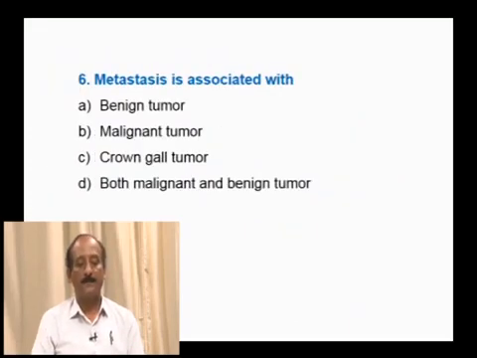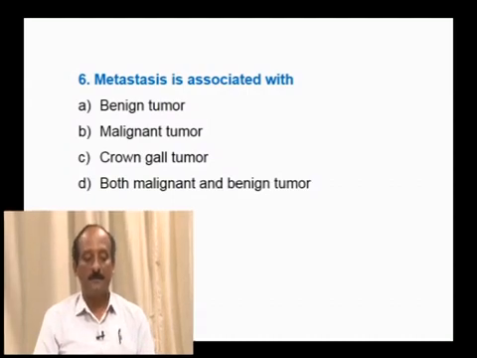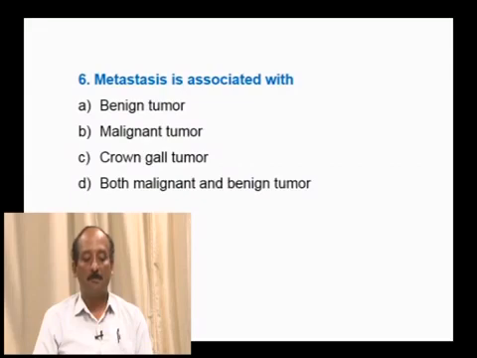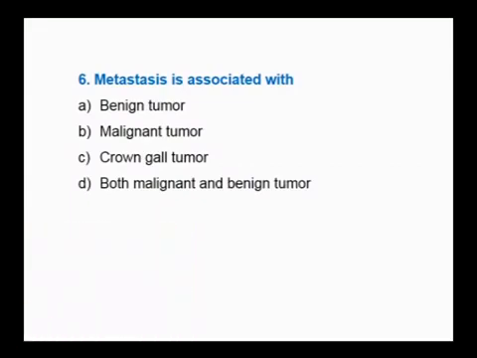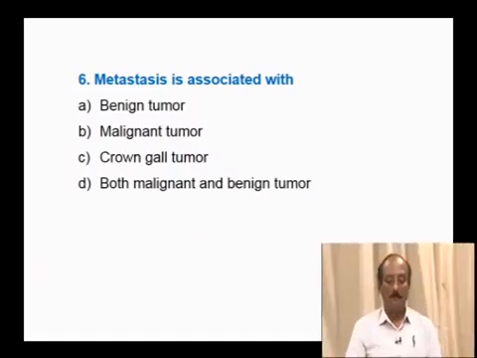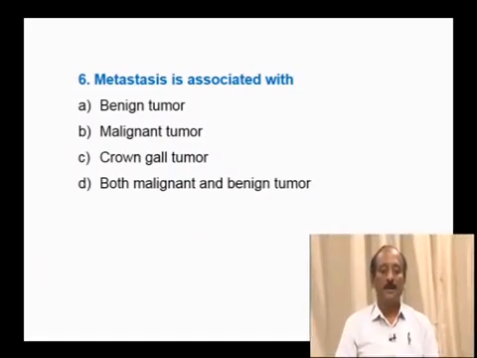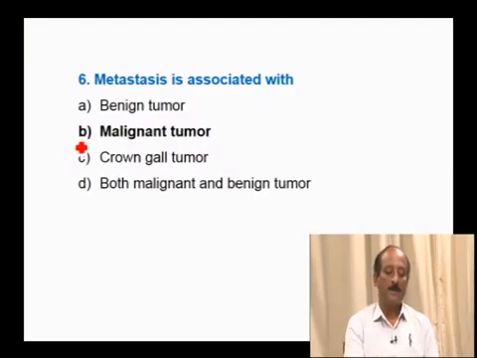Question number 6. Metastasis is associated with benign tumor, malignant tumor, crown gall tumor, both malignant and benign tumors. Metastasis means the spreading of cancerous cells from one body part to another. It is the characteristic of the malignant tumor. Yes, the correct answer for this question is option B.